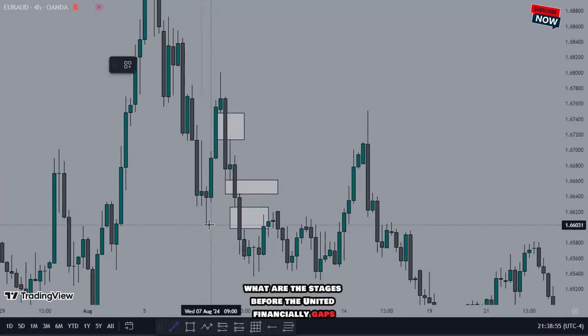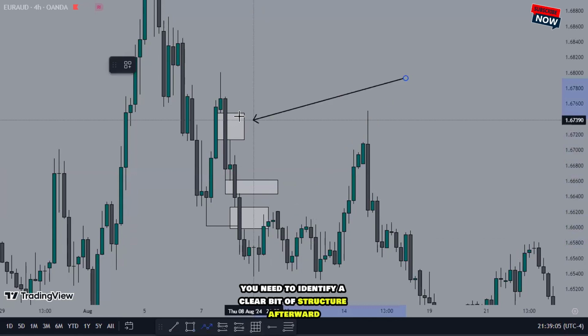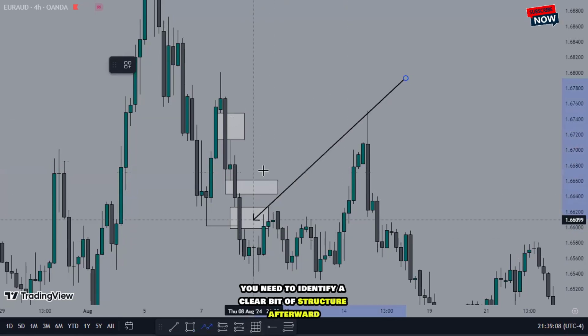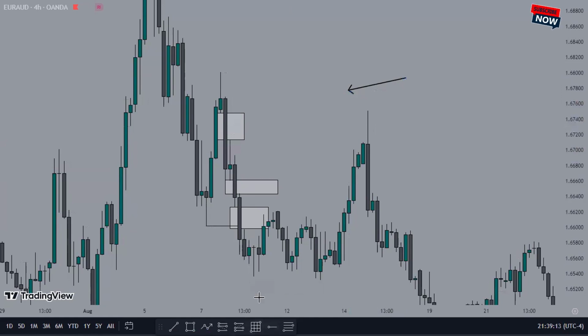Now, what are the stages before even identifying the fair value gaps? You need to identify a clear break of structure. After identifying a clear break of structure, you want to see volume, you want to see impulse like this. All right? When you see this, you want to see fair value gaps. When you see fair value gaps, you want to see the high probability fair value gap. How do you know? High probability fair value gaps are fair value gaps that are above the 50% of the Fibonacci. Let me draw my Fibonacci.